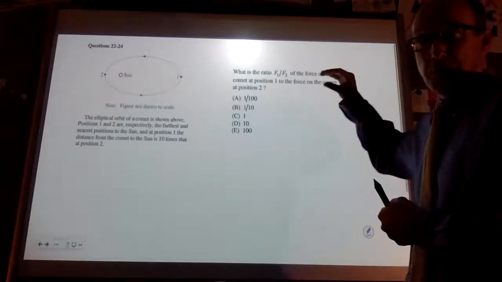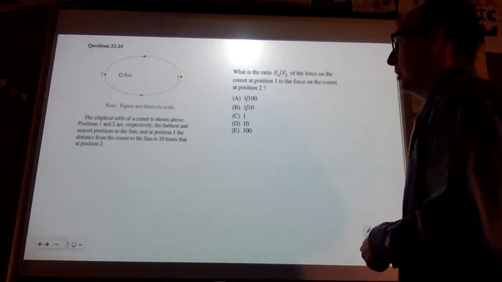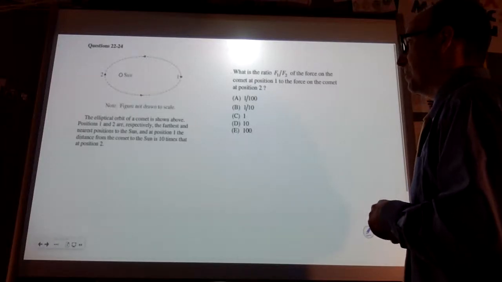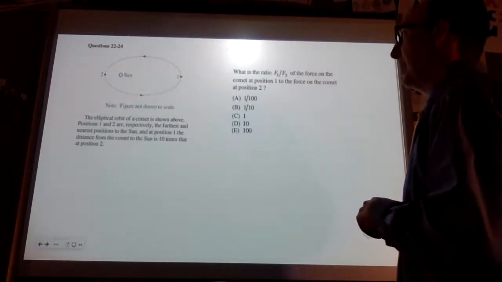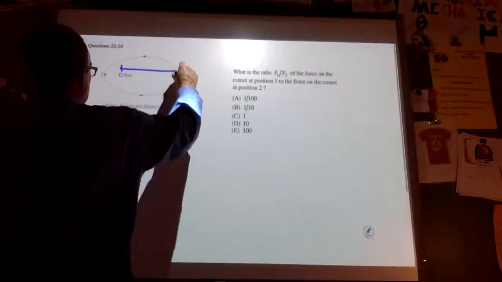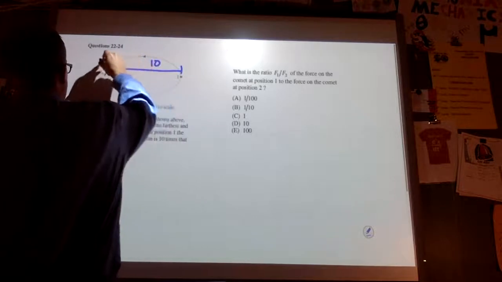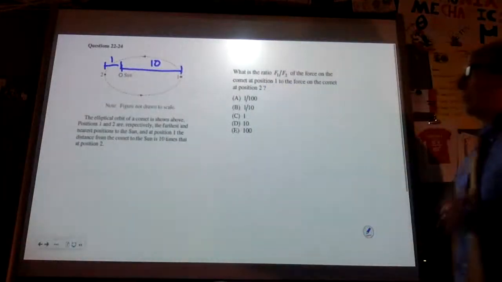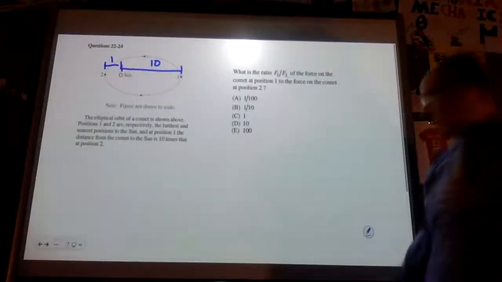You can see it's nice and squished, very eccentric. Positions 1 and 2 are respectively the farthest and the nearest positions to the sun, and position 1 is a distance 10 times that of position 2. What is the ratio of F1 to F2?